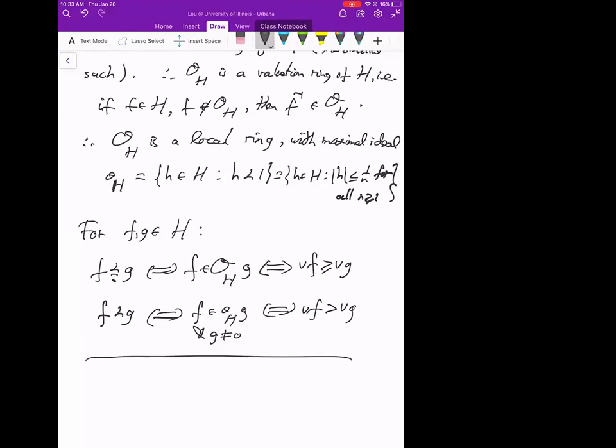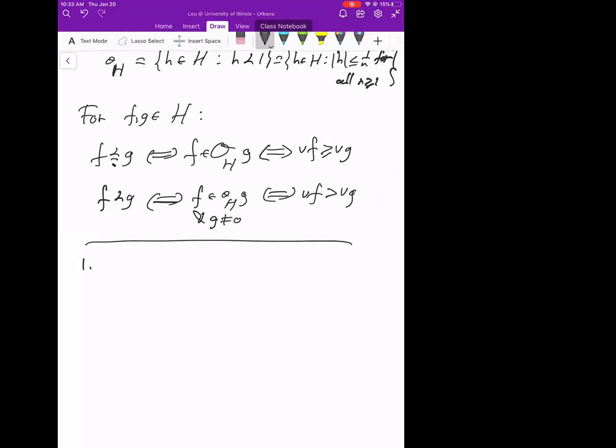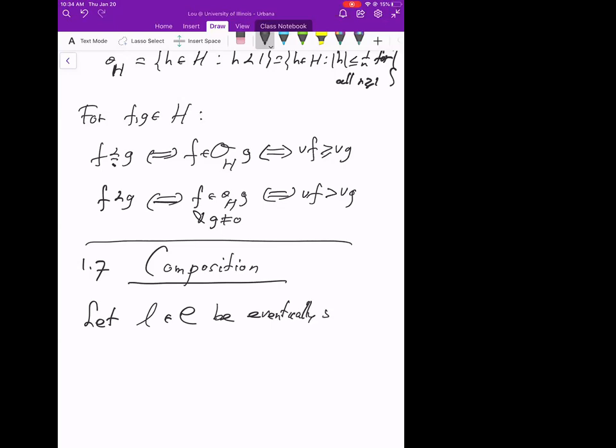Okay, so that is one more topic that I want to go through, and then I will stop. But this comes up a lot: composition, also in the context of Hardy fields. So we want to let L in curly C be eventually strictly increasing.